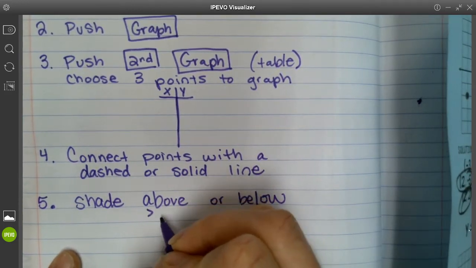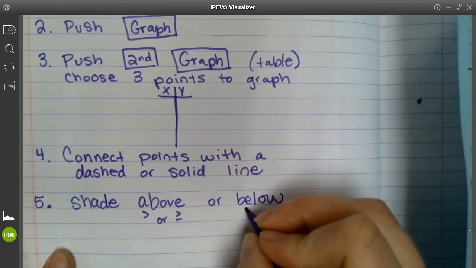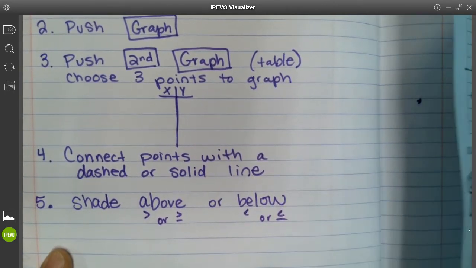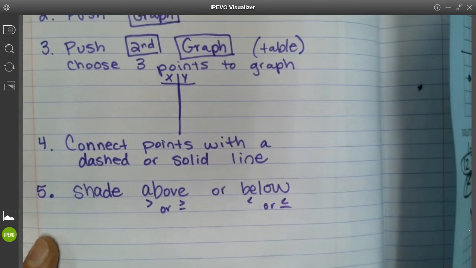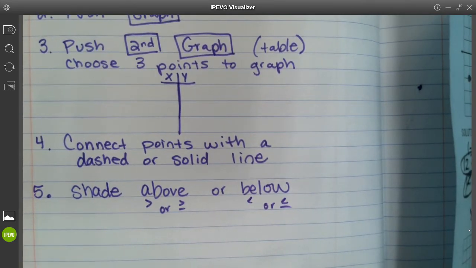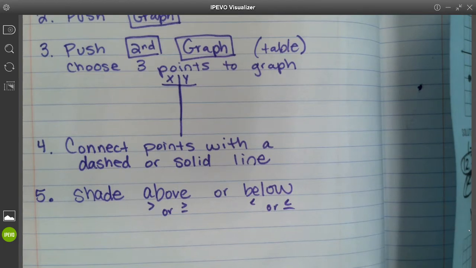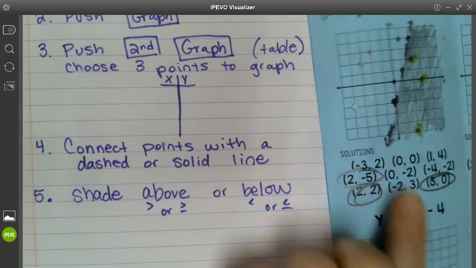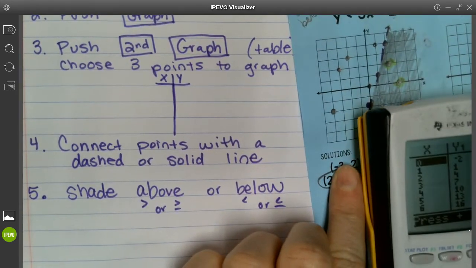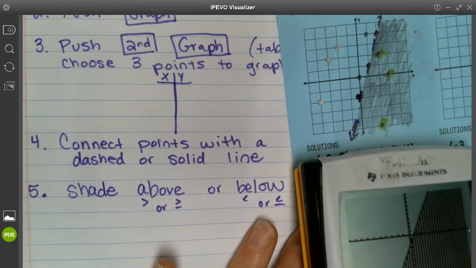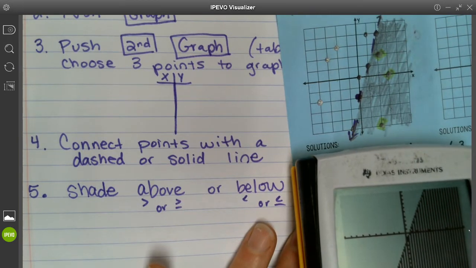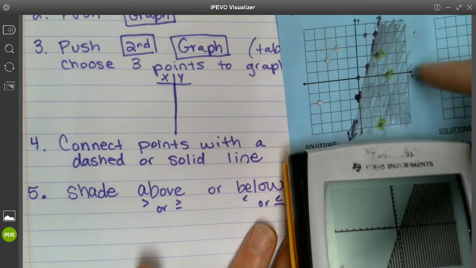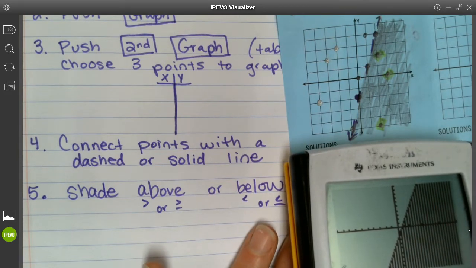So above is greater than or greater than or equal to, below is less than or less than or equal to. And you can look back at your graph and see how it was shaded. So it's really helpful that we have this calculator to use. Make sure to use it as much as possible. You can use it to check your work even. So let's say we had already done this. Well, when we checked our work and we hit graph, it looks the same. It's just the way this is zoomed in is different from this one, but they're the same graph.